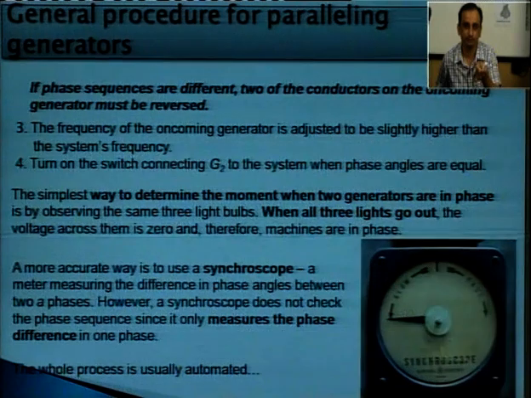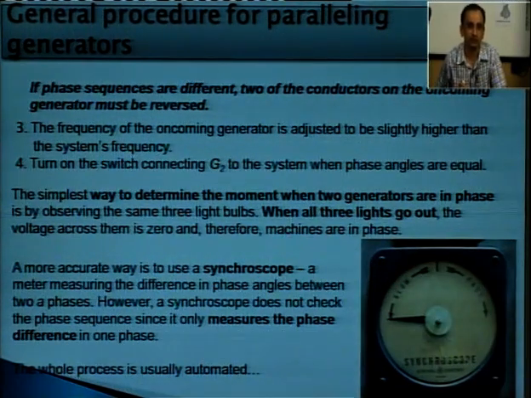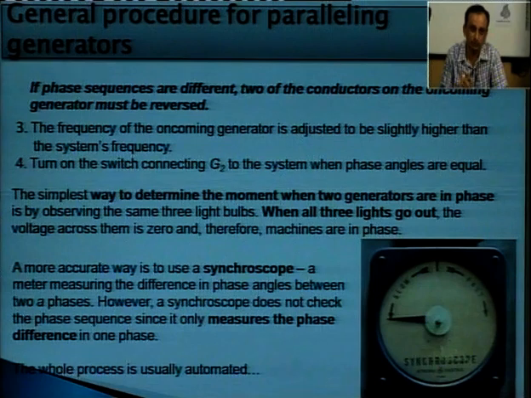So, how is it done? It can be very easily done through the reversal of two lines, because if you have a sequence, that can be changed by changing two terminals of the three phase supply.